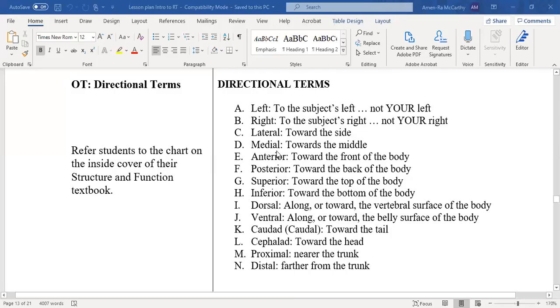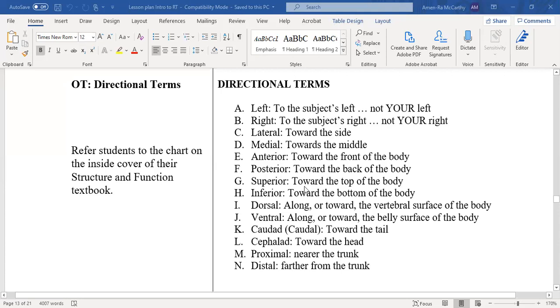Right and left. Then you have lateral. Lateral means to the side. Something that's lateral is on the side of the patient. Medial is kind of towards the middle, towards the middle of the body, like the torso. That will be the medial. Anterior would be the front, the front of the body. Posterior, toward the back of the body.